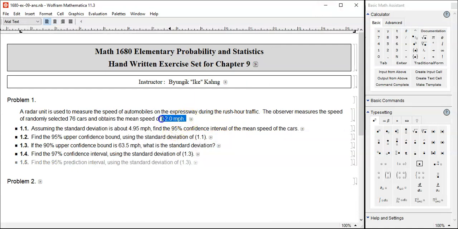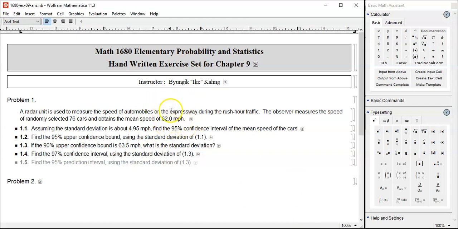We got 62.0 miles per hour by observing randomly selected 76 cars. So this value here is not a parameter. It's a statistic. This is something we got from the sample, and we want to find out the parameter. Of course, we cannot find out precisely. We want to find out appropriate interval here. So that is one of the two main differences between the two problems.